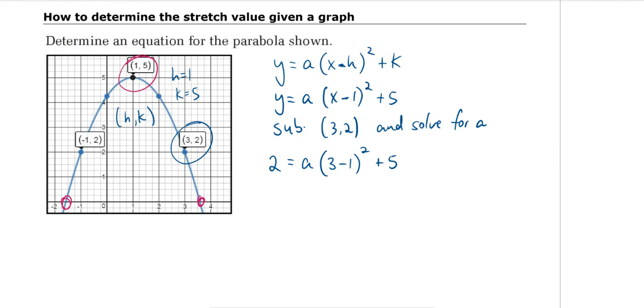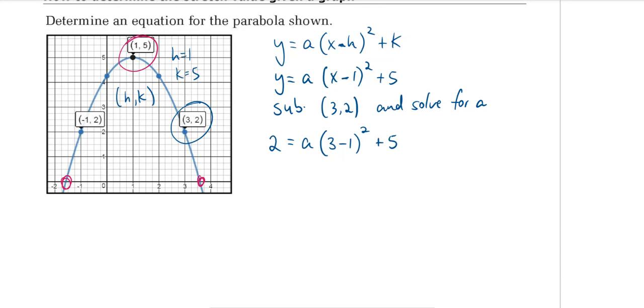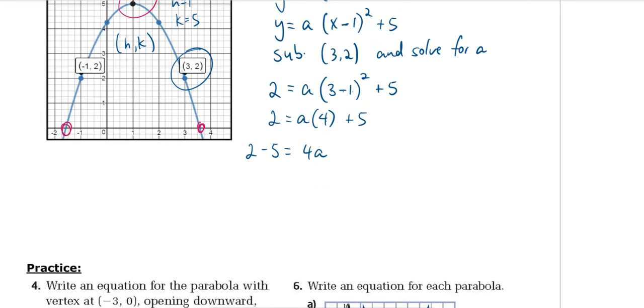Just use your order of operations and you'll be fine. So let's do the brackets. So 2 equals a times 3 minus 1 is 2, and then that squared is 4. So a times 4 plus 5. So I'll subtract 5 from both sides. So 2 minus 5 equals a times 4. I can just write that as 4a, and the 5 over there is gone now because I subtracted 5 on the right side as well. 2 minus 5 is negative 3, and that's equal to 4a, and if I divide both sides by 4, I get a equals negative 3 over 4.